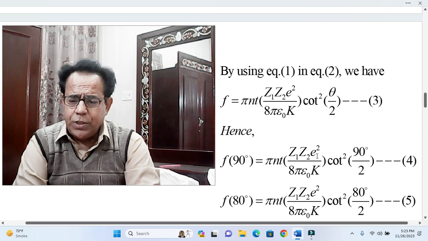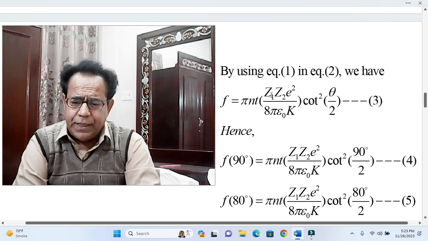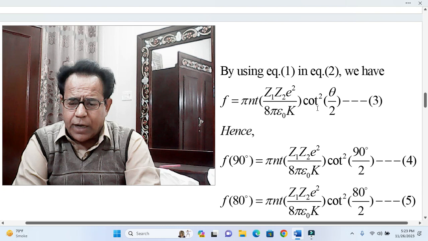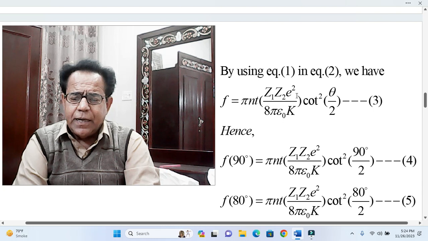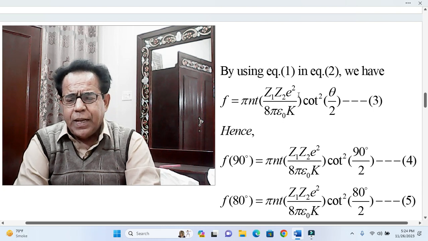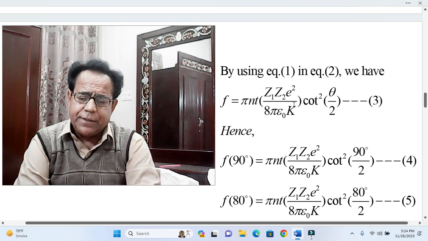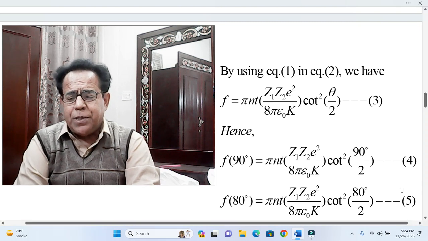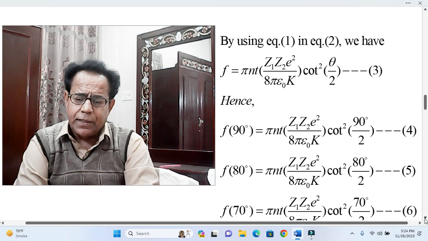Actually, dear students, because b is squared, when we put the value of b, this factor will also be squared: Z1 Z2 e squared over 8 pi epsilon naught into K, like cot squared theta by 2, this value is also squared. But by mistake that power 2 has been omitted. I ensure that if this expression is repeated in the next video, copy paste will not repeat this mistake. Okay, this is equation number 3.